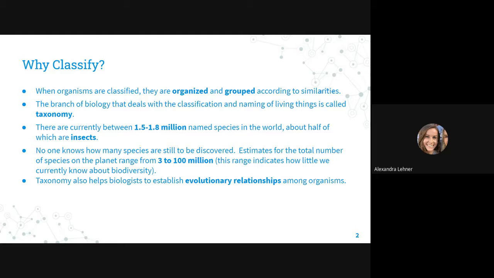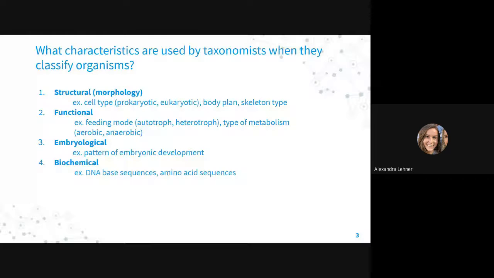There are currently between 1.5 and 1.8 million named species in the world, and about half are actually insects. No one knows how many species are still to be discovered. So that means we have about, on our planet, 3 to 100 million, and this range indicates how little we actually know about our biodiversity. Taxonomy also helps biologists to establish evolutionary relationships among organisms, meaning that they can figure out how organisms have evolved over time or how certain DNA has been able to help organisms survive in specific environments.